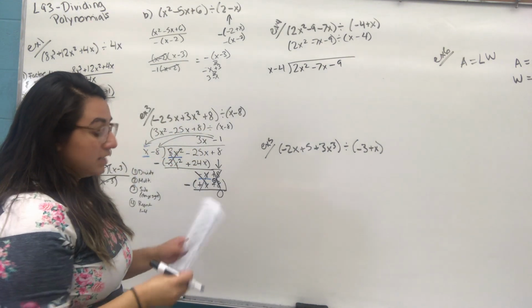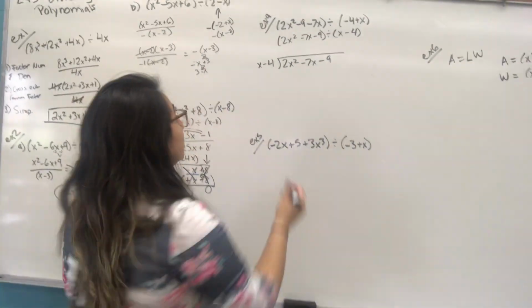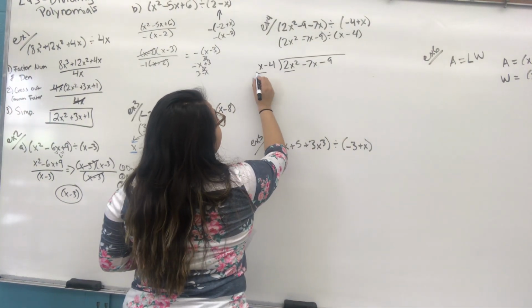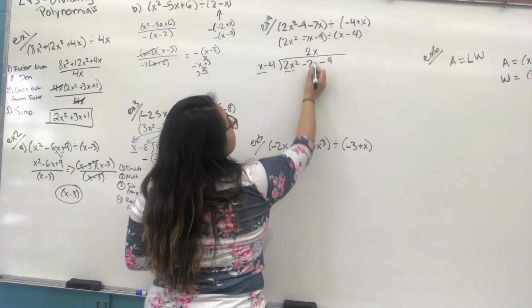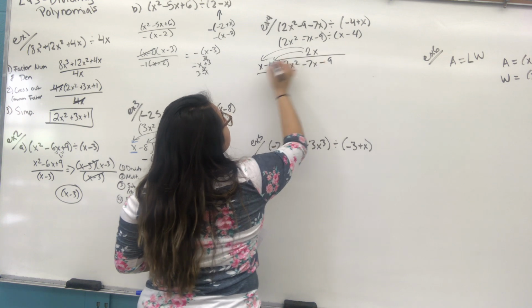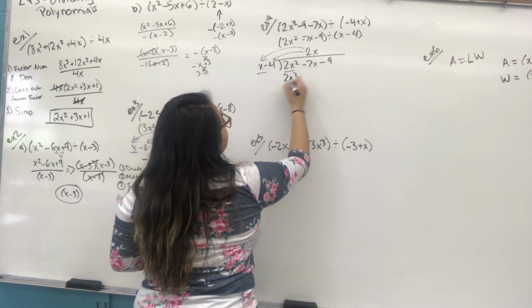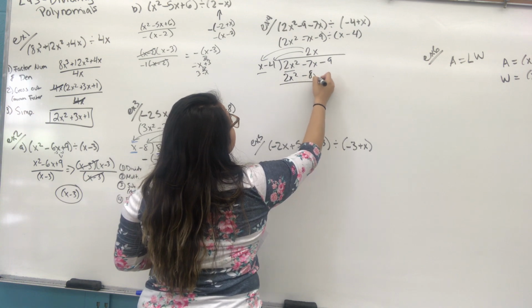Now we go ahead and divide. So in this case, we will have a remainder in the end. So now 2x squared and x times what gives you 2x squared? That will be positive 2x, make sure they line up. Now you multiply both terms. 2x times x, 2x squared. 2x times negative 4, you're gonna get negative 8.